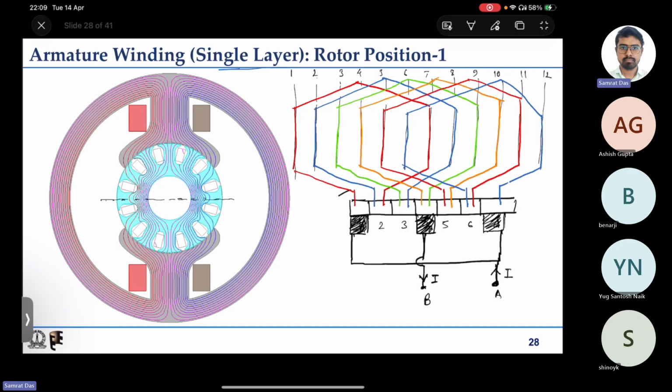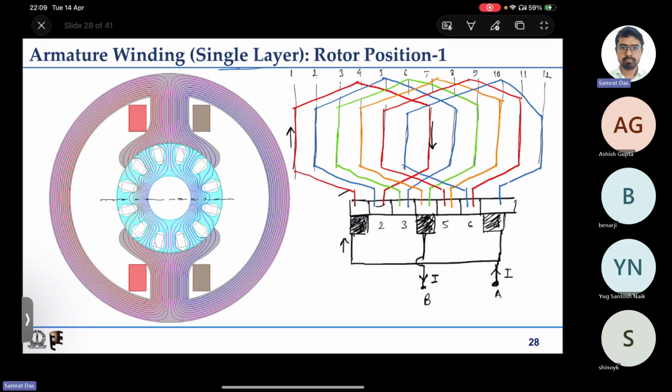So let us understand how the current path will be. So this current will go like this. So this current will flow through coil 1 in this direction. It will follow the red one and flow from slot 7 like this in the opposite direction. It will come to commutator 2.